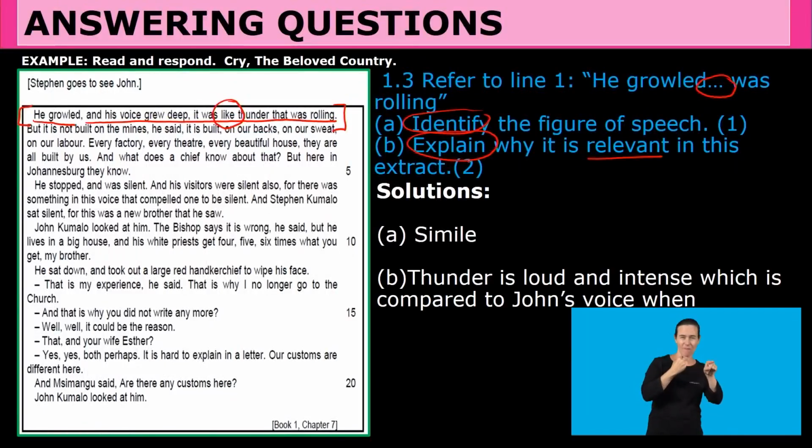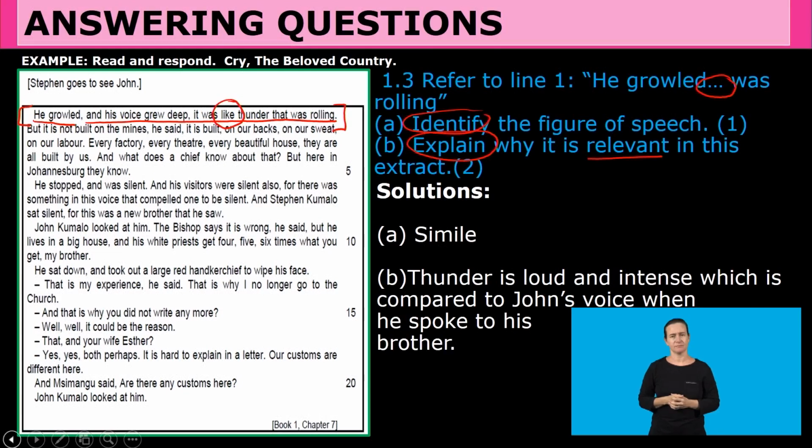Now, let's move on to our second part. Remember the explaining the relevance. So in this case, why is his voice growling? Why is it sounding like thunder? All right, so let's look at it. Thunder is loud and intense, which is compared to his voice when he's answering his brother. So let's see, he growled. So if your voice is growling, there's some kind of anger there, all right? Look at the emotion coming through. And if it's sounding like thunder, there's this rolling sound of the thunder coming through. So it's the intensity because he is angry when he responds to his brother. Okay, so there we have it.